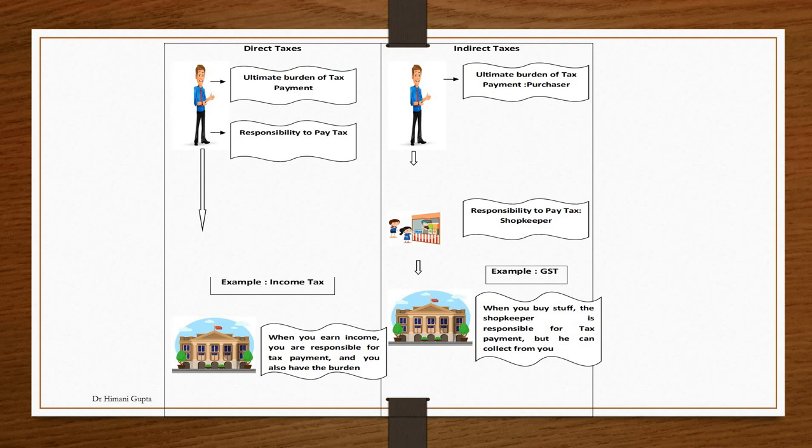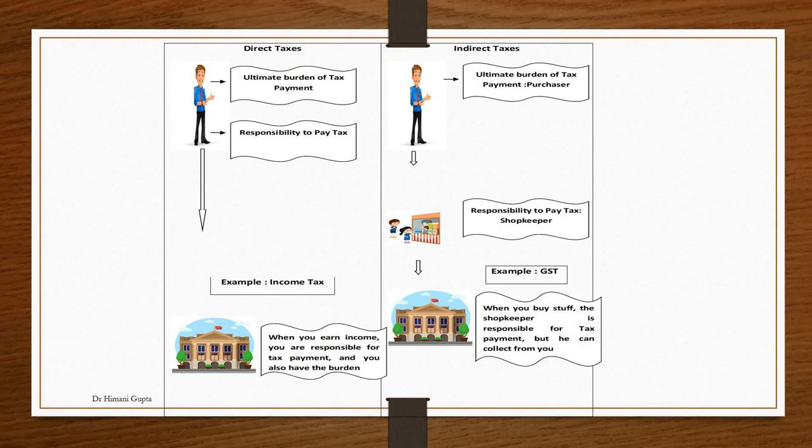So the purchaser is going to pay tax. The purchaser over here will be the end consumer. So we can say that whenever you buy stuff, the shopkeeper is responsible to pay tax, but he can collect it from you. Hence, the burden of paying tax is not on the shopkeeper, it's on the end consumer.